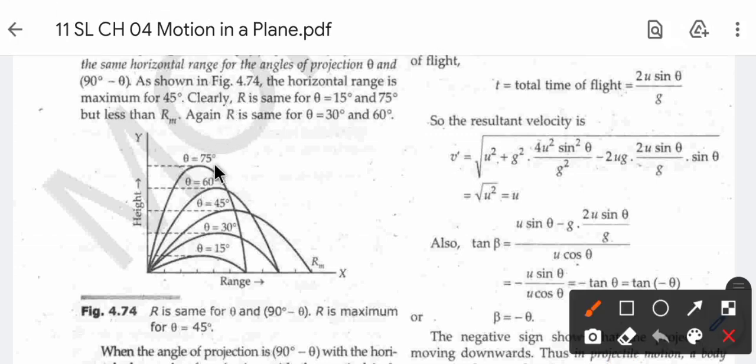Now clearly R is the same for theta equals 15 degrees and 75 degrees. If we take theta as 15, then 90 minus theta gives us 75 degrees. Now if we look at this graph, height versus range, we can see that for theta equals 15 degrees and theta equals 75 degrees, the horizontal ranges are equal. This is the horizontal range for theta 15 and 75 degrees. Similarly, if we see the theta equals 30 graph and theta equals 60 degrees graph, the horizontal ranges are equal. And for maximum range, theta equals 45 degrees.